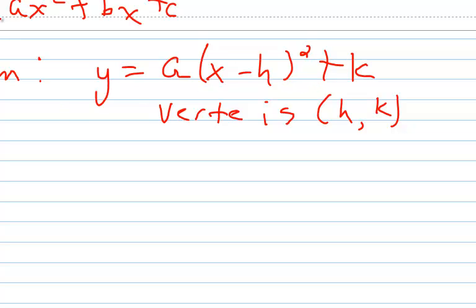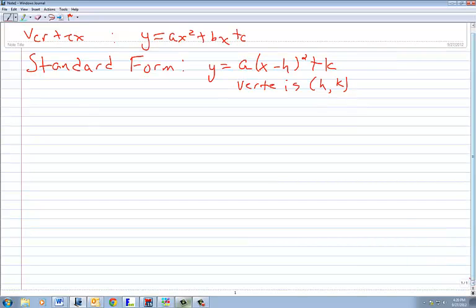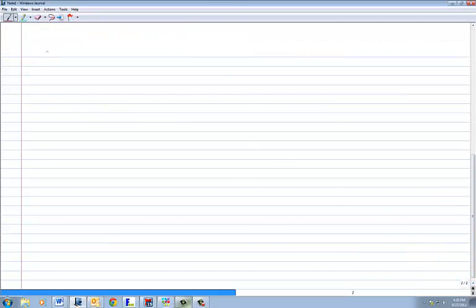A lot of quadratics are given to you in the form ax squared plus bx plus c. What we showed you before was a method for taking that equation and putting it in the standard form. What I want to do today is show you how to just look at y equals ax squared plus bx plus c to easily determine the vertex without having to complete the square. To do that, we're going to complete the square for this general form of the quadratic. Let's get a clean page for that.